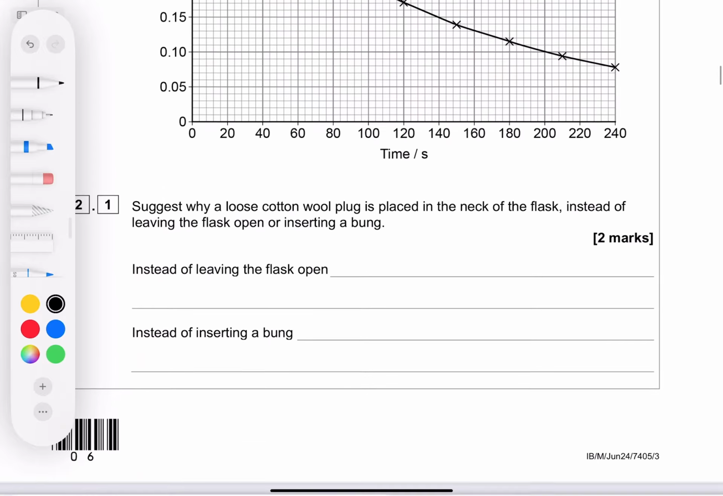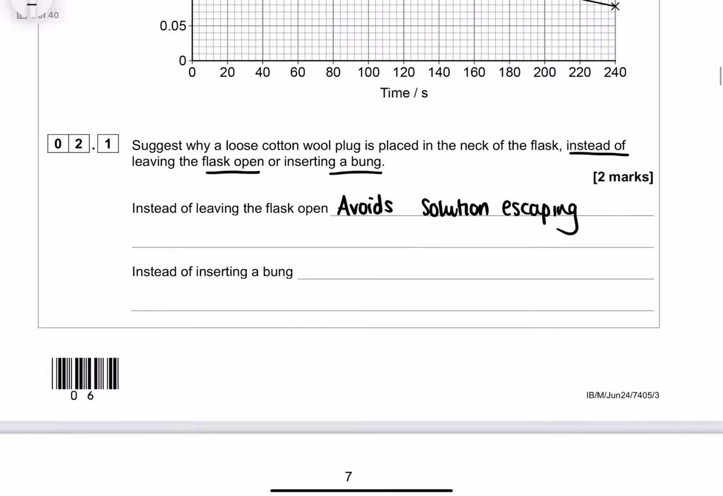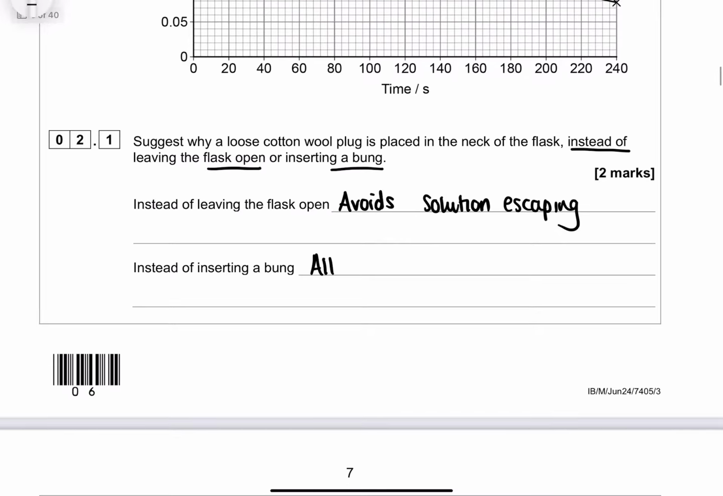Suggest why a loose cotton wool plug is placed instead of leaving it open or inserting a bung. So the idea is that cotton wool is going to allow gas to escape without letting liquid escape. So instead of leaving the flask open, this avoids the solution, the liquid, escaping from the flask. But instead of inserting a bung, it allows CO2 gas to escape.